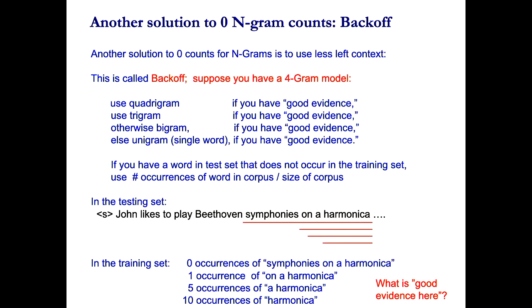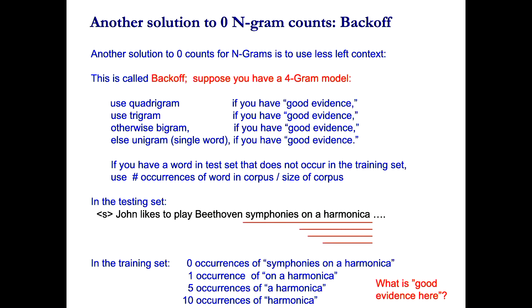When you start with zero, or, as you were saying, suppose your threshold is four, then even if there's one occurrence of symphonies on a harmonic, that's not strong enough evidence to stop there. So one of the ideas is to go back, and when you get to one where there's good evidence, bang, you use it.